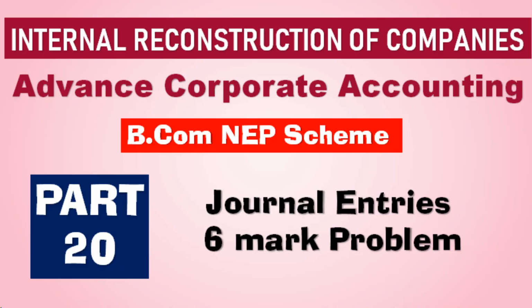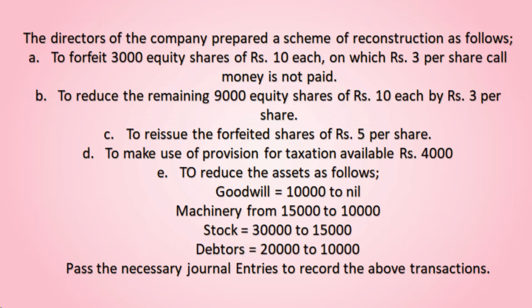In today's video, let us see how to pass the journal entry. It is a 6-mark problem in which they have given the forfeiture of shares. Forfeiture of shares means they have cancelled the shares. Now see the question. The question is on the screen. Please take the screenshot of the question.